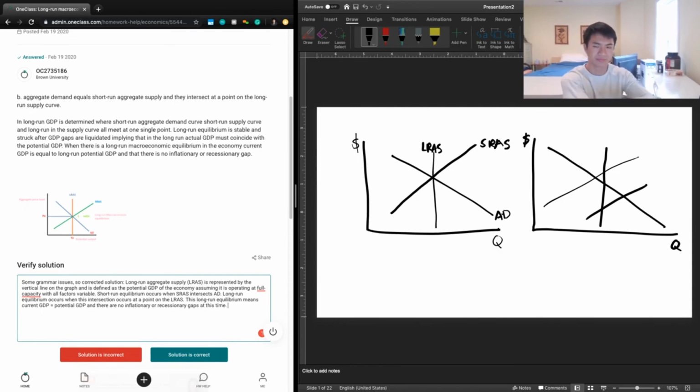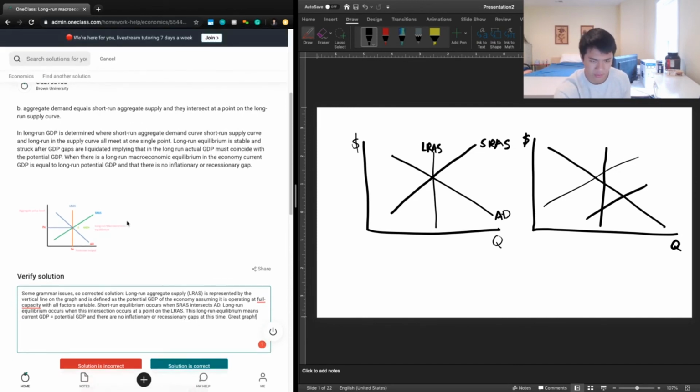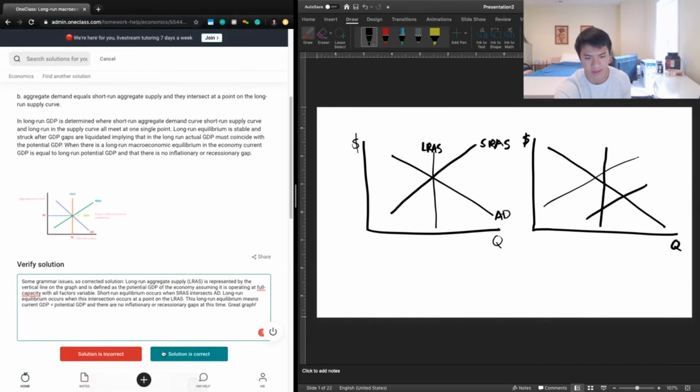And so that's going to be a more accurate solution with some of the clarity issues figured out. But otherwise, I'm going to add a great graph because that's really helpful. I think it'd be really hard to understand this answer solution without drawing a graph, or without at least knowing about this graph. And so it's great to include that. And so otherwise, the solution is correct. And so we're going to mark this as all good.